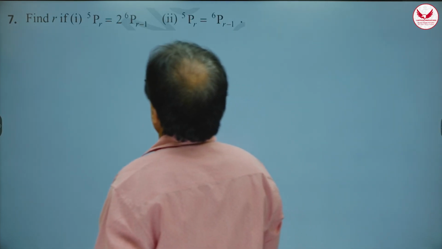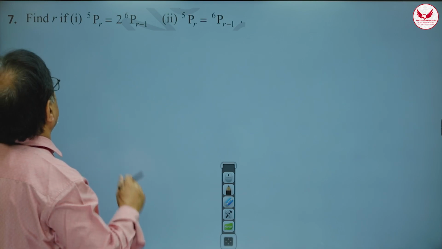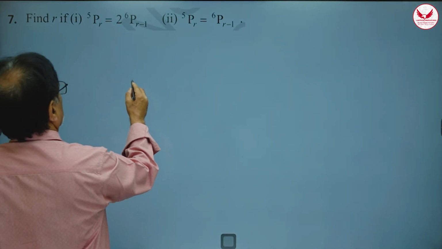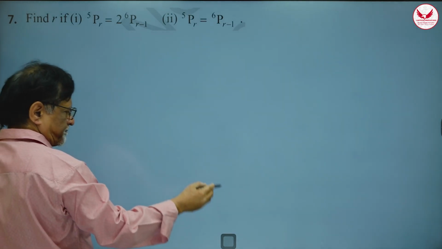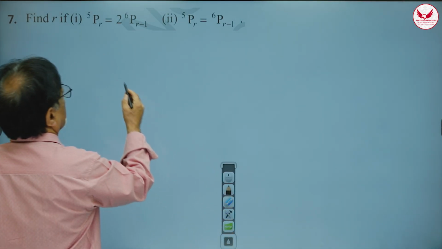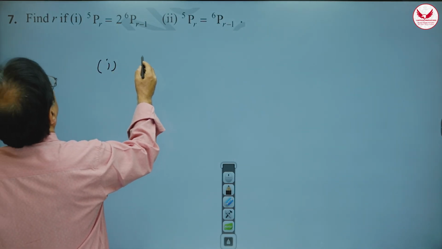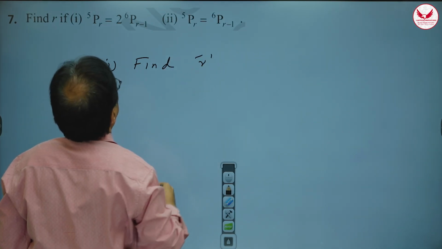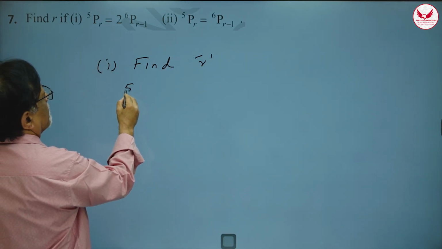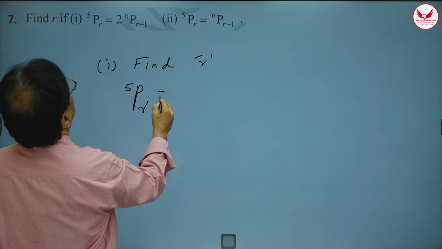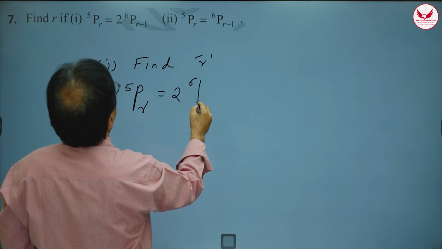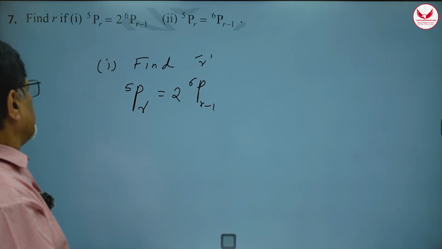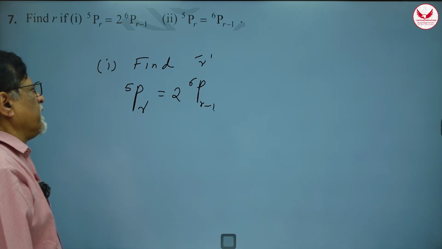So the next problem is almost similar. Only thing is, in the last problem we were asked to find out n, but here r is to be found out. Fine. So no change at all. So the first part is: find the value of r, if 5Pr is equal to 2 times 6P(r-1). Fine, 5Pr is equal to 2 times 6P(r-1).